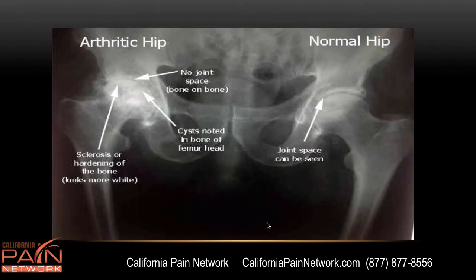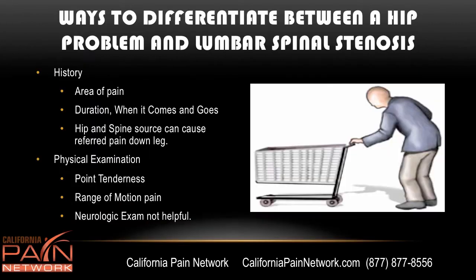So with an arthritic hip, you start to get loss of joint space. You have a decent joint space here, and then you have some cyst formation, extra bone formation. So that can be extremely painful. Now, how do you differentiate between whether it's a hip problem or a lumbar spinal stenosis problem?